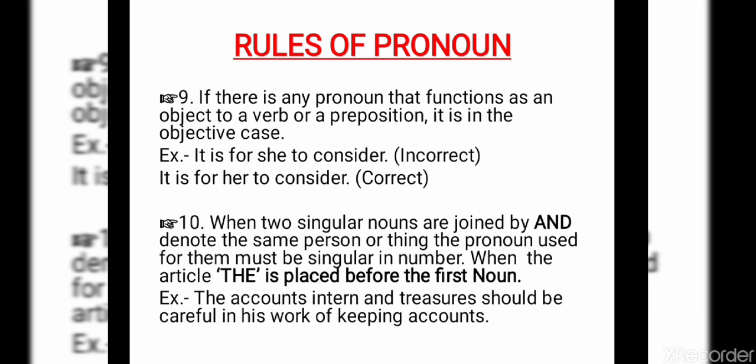The tenth rule of pronoun is: when two singular nouns are joined by "and" and denote the same person or thing, the pronoun used for them must be singular in number, when the article "the" is placed before the first noun. For example, "The accounts intern and treasurer should be careful in his work of keeping accounts." Here we are talking about the same person by using singular nouns joined by "and". In that place we will use the singular pronoun, his work of keeping accounts.